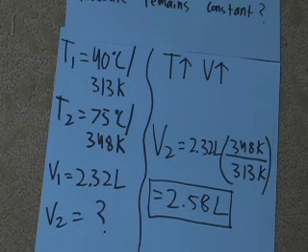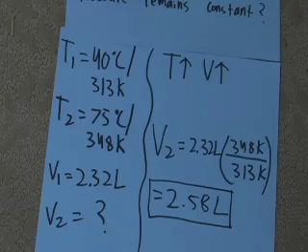Since in this equation, the temperature is going up, the volume will also go up. The final volume is equal to 2.32 liters times 348 Kelvin divided by 313 Kelvin. The answer is 2.58 liters. Remember, Charles' law deals with volume and temperature, so pressure stays constant.